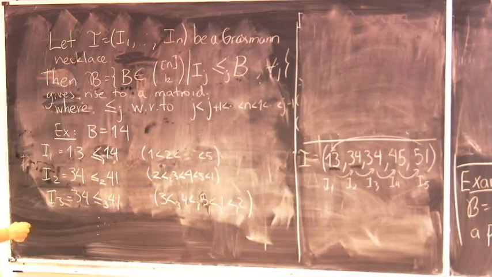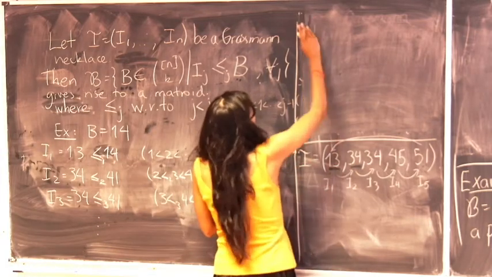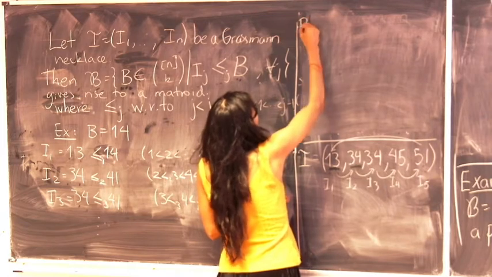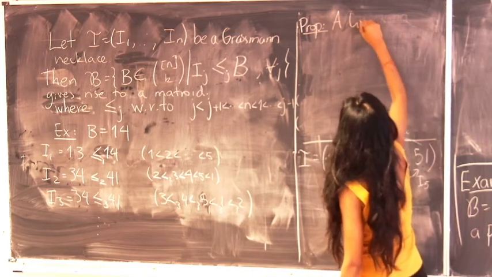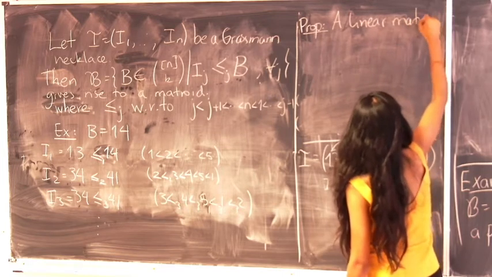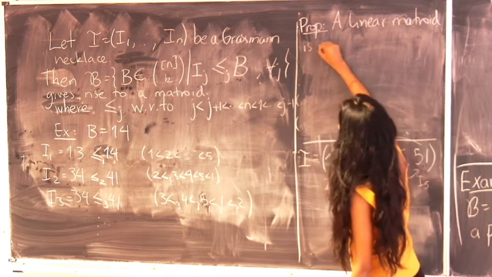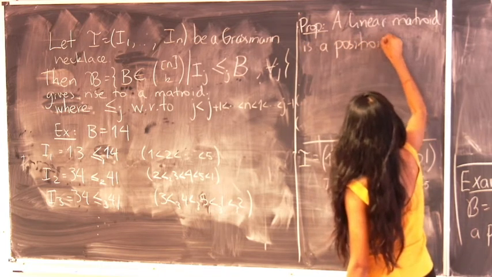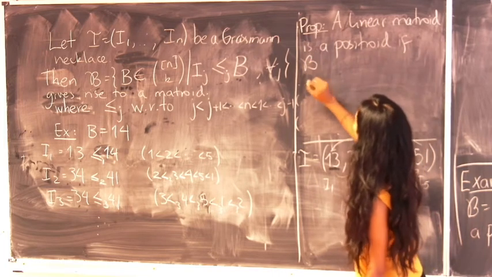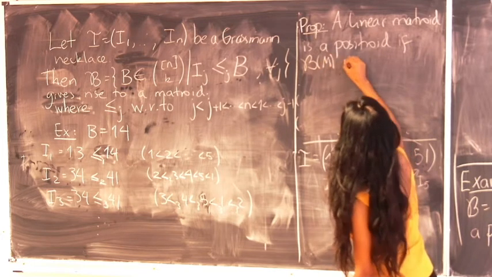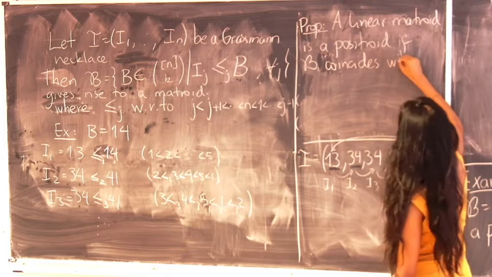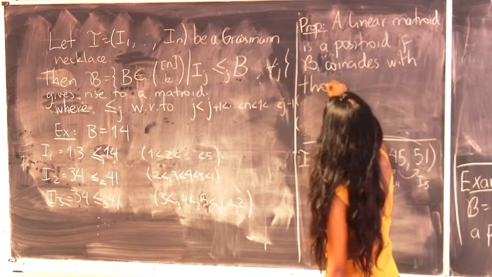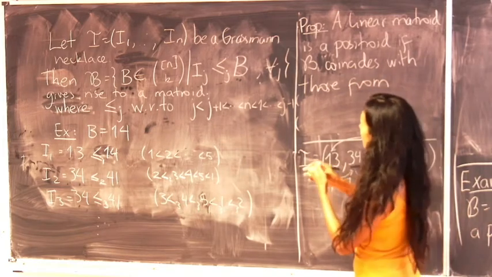Okay, so again, the takeaway from this is that a linear matroid is a positroid if its collection of bases, B of M, coincides with those obtained as in this description.